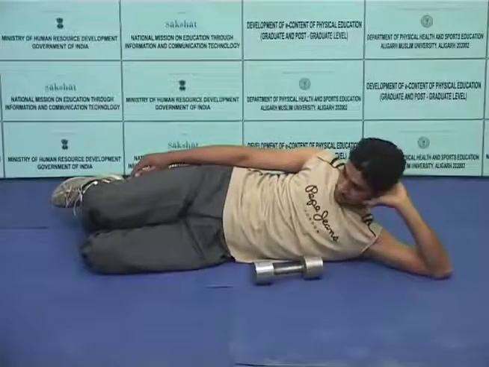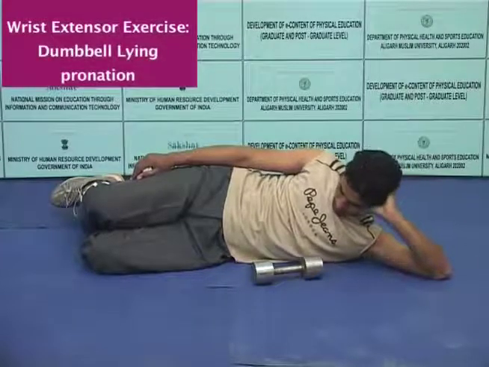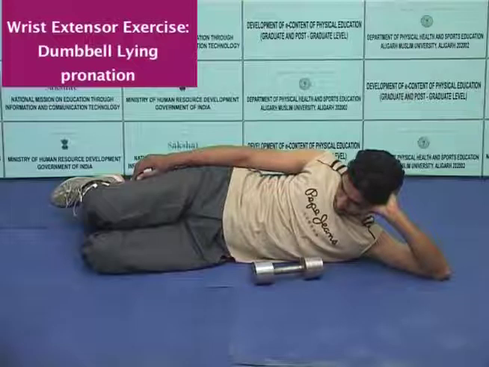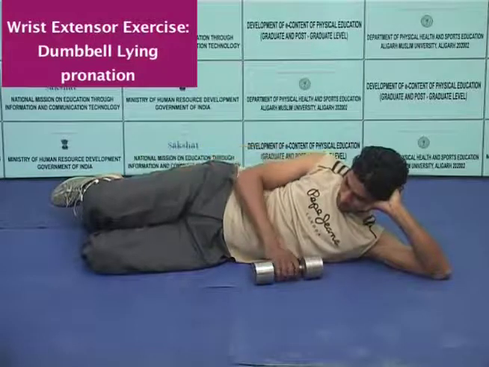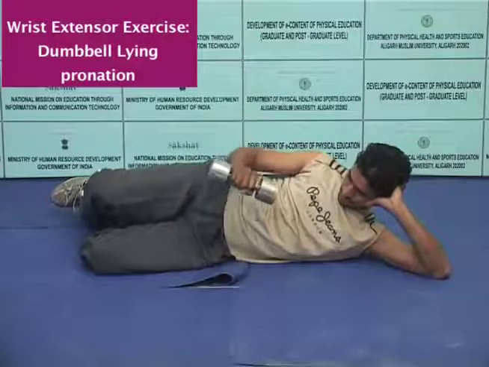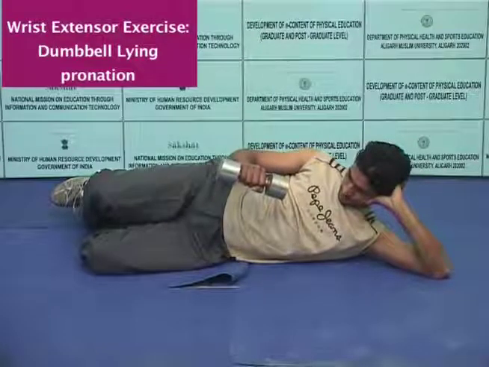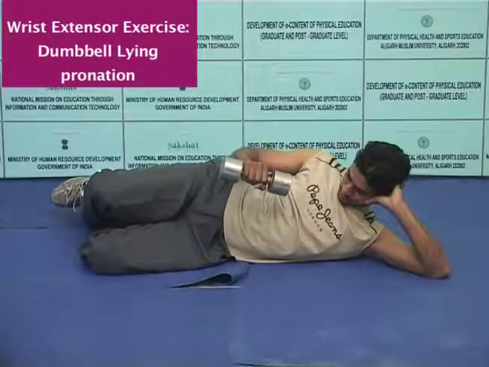Now, next type of strengthening is the dumbbell lying pronation. That is especially we strengthen the pronator muscles. Now, here the subject should be lying on a bench or mat and the subject should be holding the dumbbell. Then keep the elbow 90-degree bent and place the arm on the hip or sides of the waist.